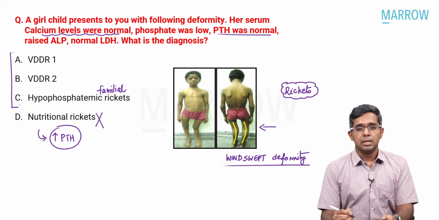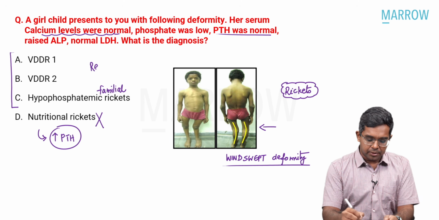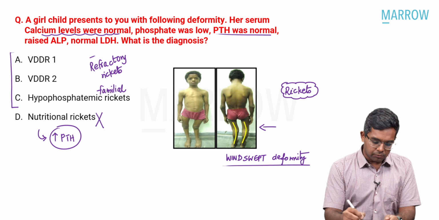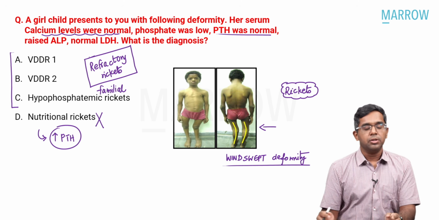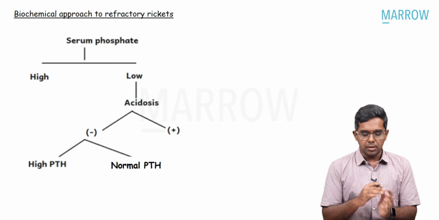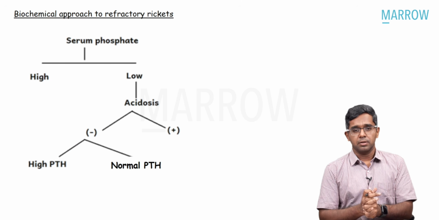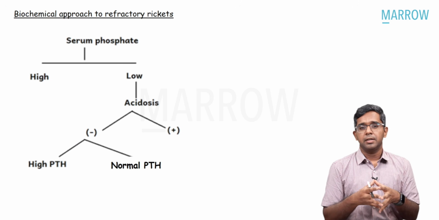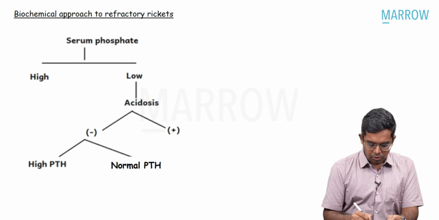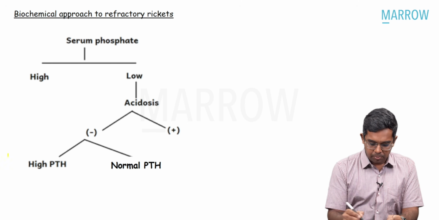All these three options come under the category called refractory rickets. I have already told in the main videos that whenever you encounter a condition of refractory rickets, you have to approach based on the biochemical investigations only, right? And this is what I have taken in the main videos also. I will repeat it quickly one more time. This is for refractory rickets. That's what you have to remember.